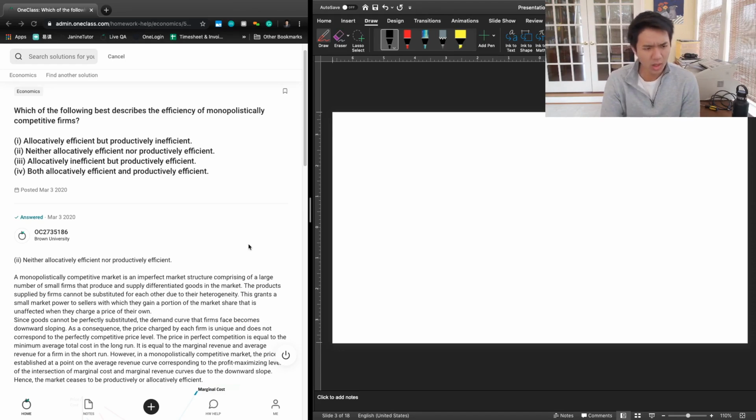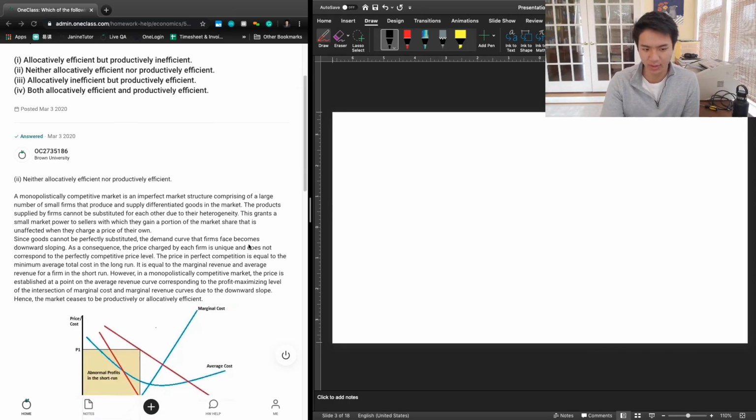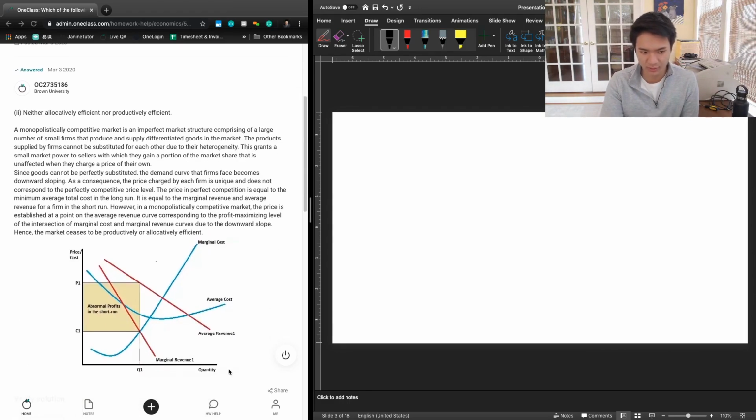And so this question is first testing, do we know what the market structure of monopolistic competition is? And second, what is the difference between allocative efficiency and productive efficiency? So the first thing we have to know is the market structure for a monopolistically competitive firm. I believe the previous tutor had included a chart, so we're just going to use theirs, so it's much prettier.